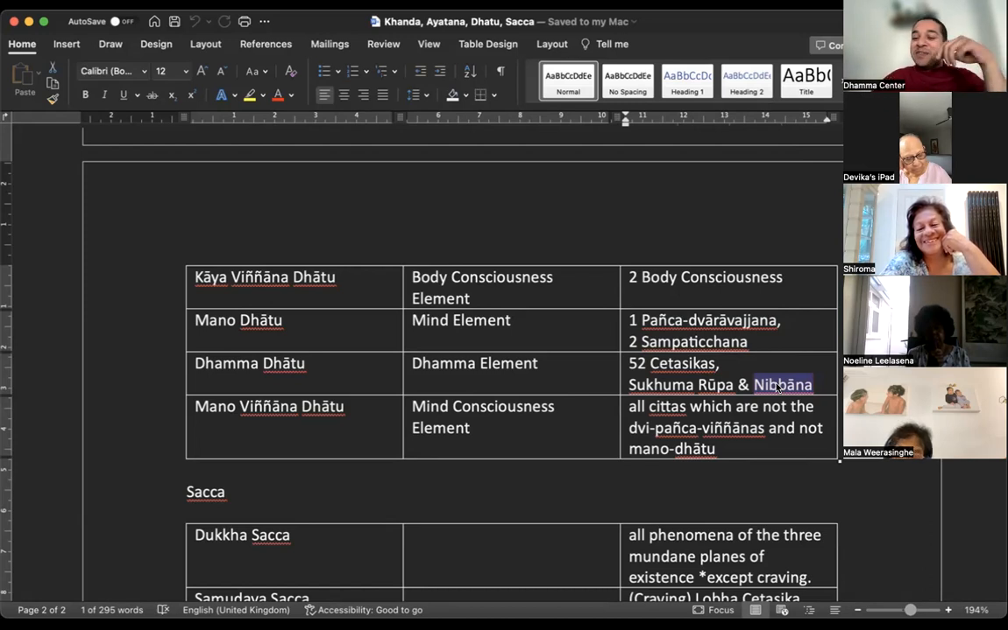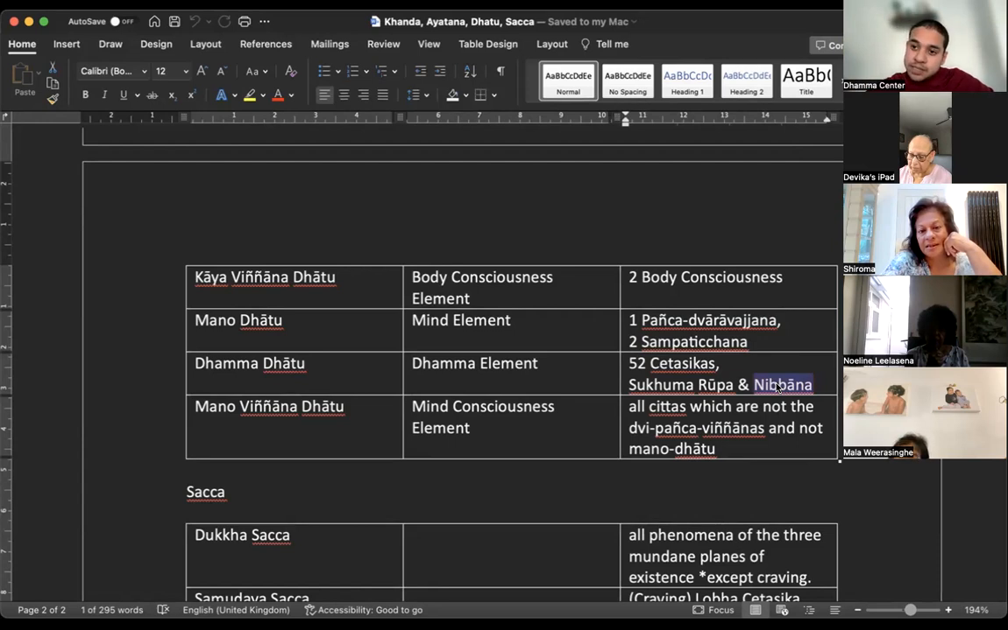So let me start from the 52 Chetasikas. The 52 Chetasikas arise having Chitta as their forerunner. So under Dhamma Dhatu, we find the 52 Chetasikas, although they have Eka Alambana, Eka Uppada, Eka Nirodha, the Chitta is always the forerunner. So these Dhammas, the 52 Chetasikas, give predominance to the Chitta that arises with them, guiding it.